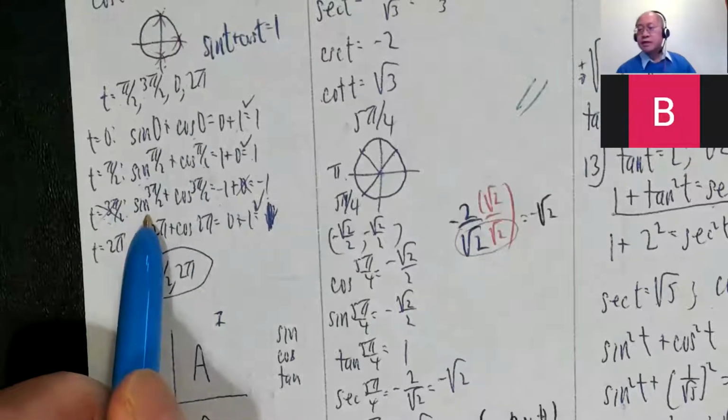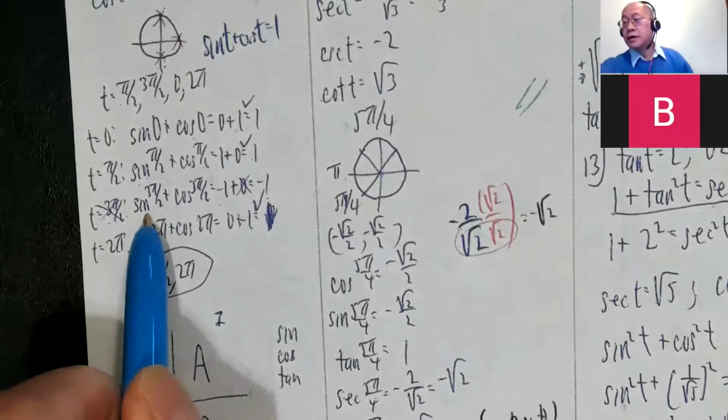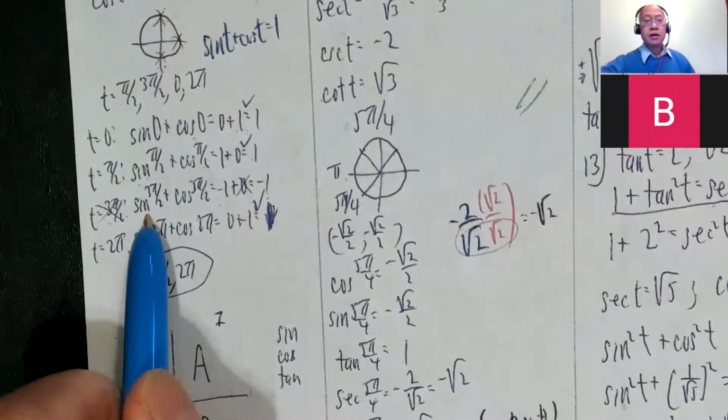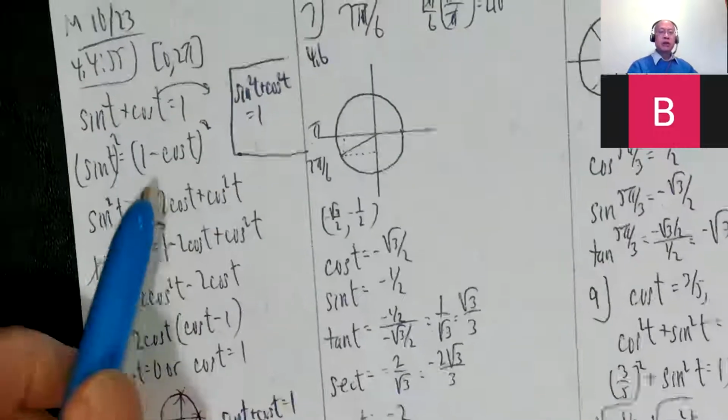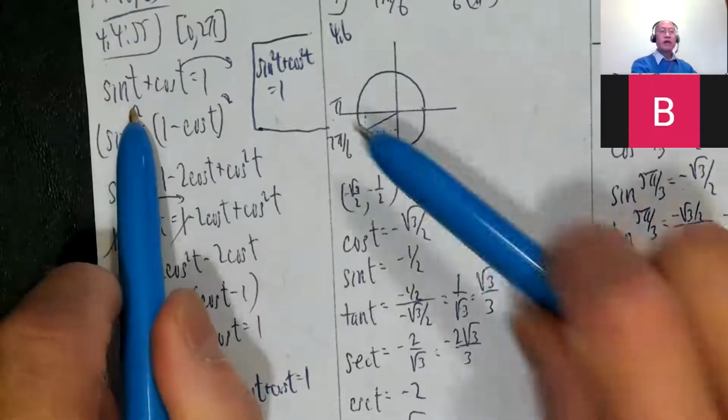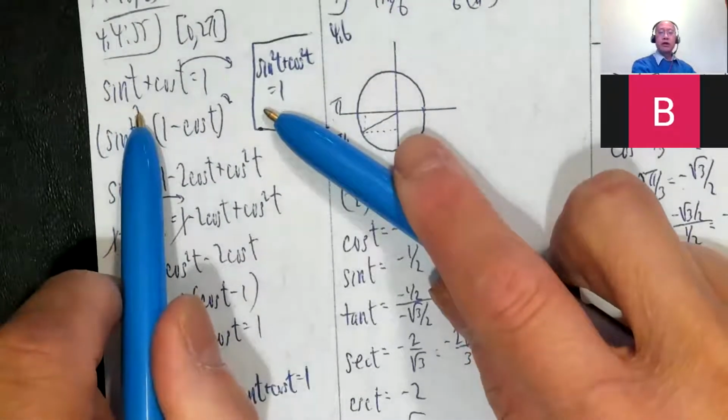Okay. Well, this gets a little bit deeper than maybe we want to do, but I think it's worth mentioning. If I plug in 3 pi over 2, my equation says negative 1 equals 1. And we know that's not true.